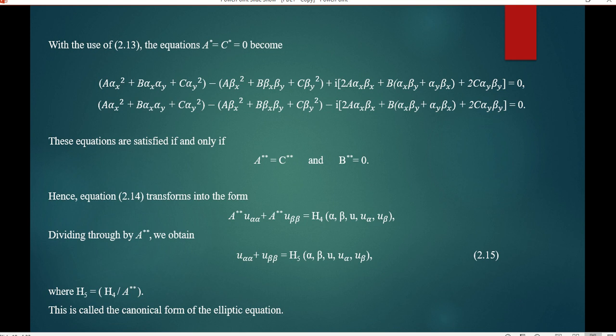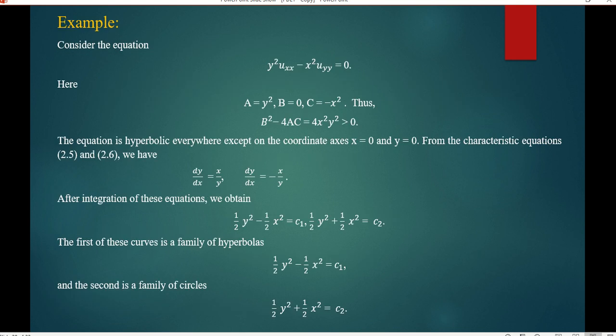Hence the equation can be written in the form of a double star into u alpha alpha plus a double star into u beta beta equal to h4, or we can divide throughout by a double star. So we have u alpha alpha plus u beta beta equal to h5. This is called the canonical form of elliptic equation.